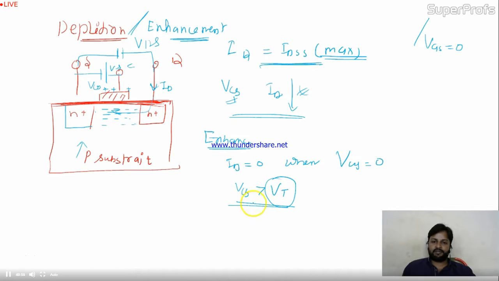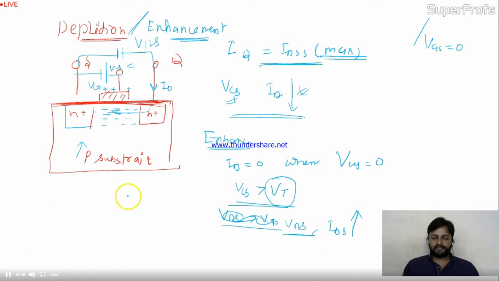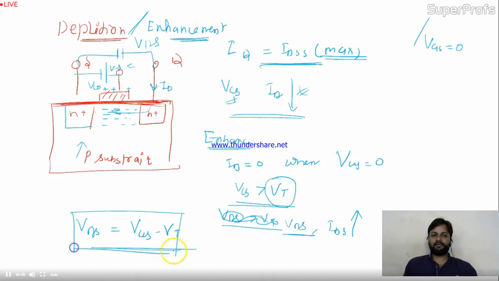So once this VGS crosses the VT, now if you apply VDS, you get IDS, and it will increase as the VDS increases. The saturation occurs when VDS is equal to VGS minus VT. When VDS is exactly equal to VGS minus VT, then saturation will be there in the system, meaning at that time ID will be IDSS.